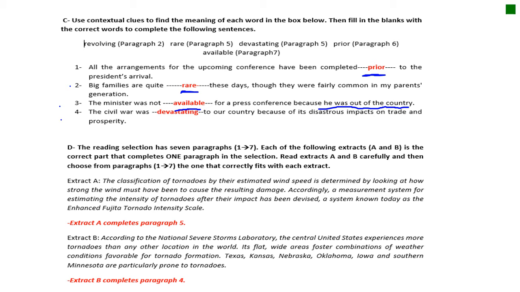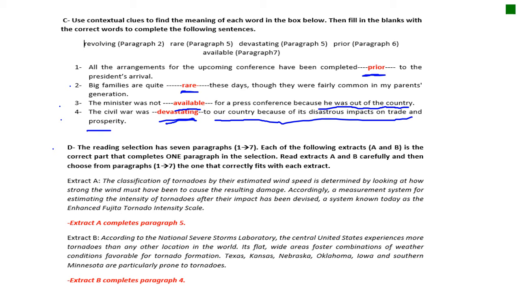The civil war was devastating, meaning destructive to our country because of its disastrous impact on trade and prosperity. Whenever you're filling in the blanks with vocab words, please read before and read after, because many students would ignore this part, which would probably have a lot of context clues that would tell you. Read before, read after, so that you can figure out which of these words is the perfect one.